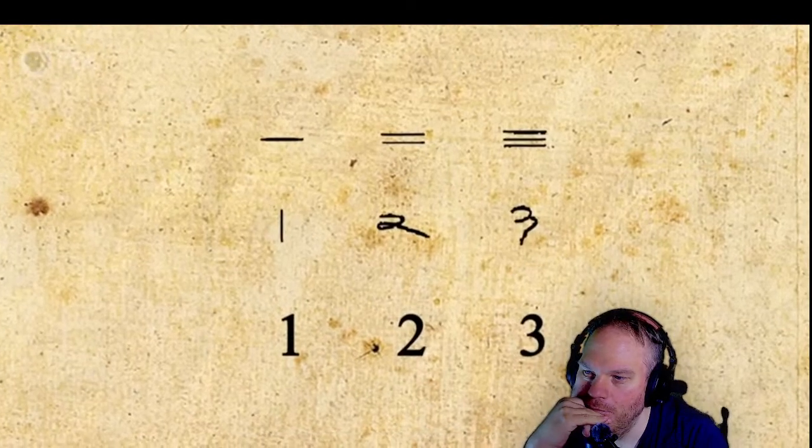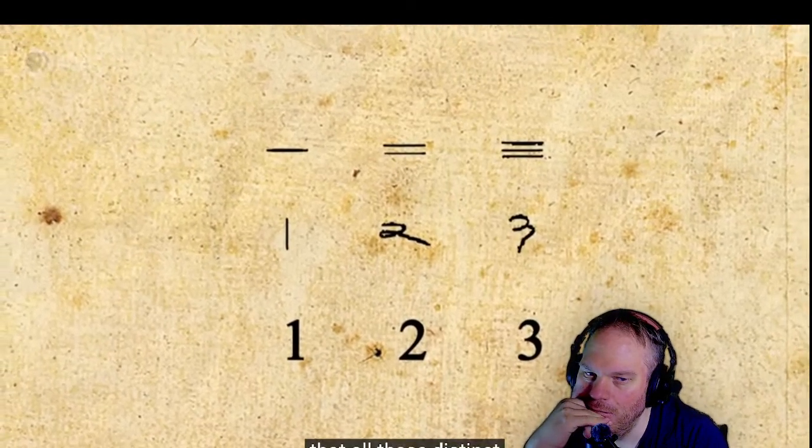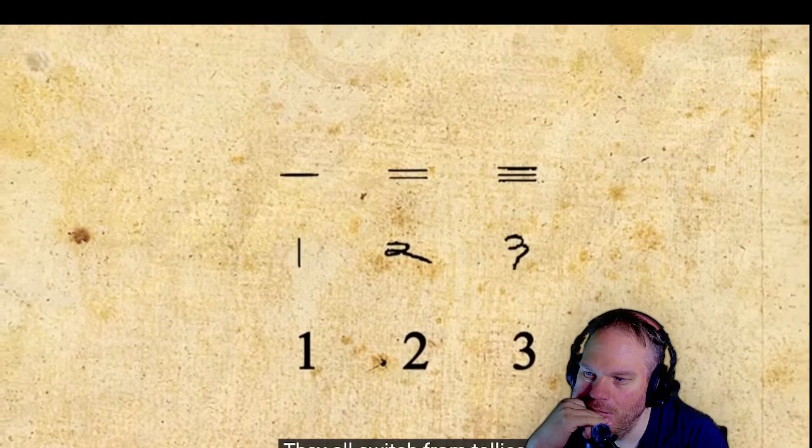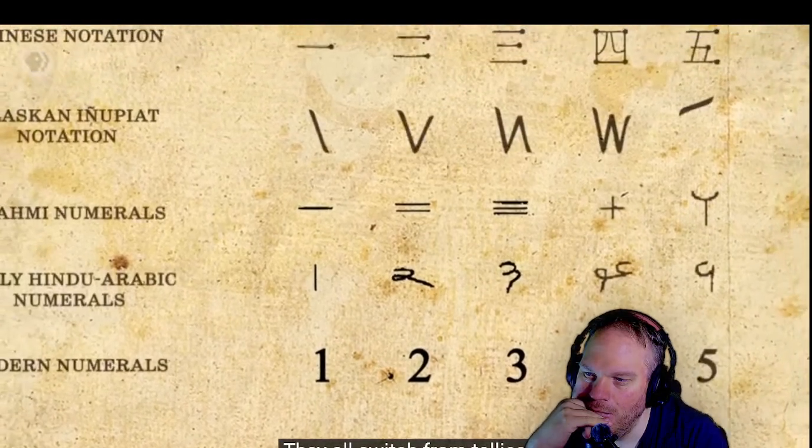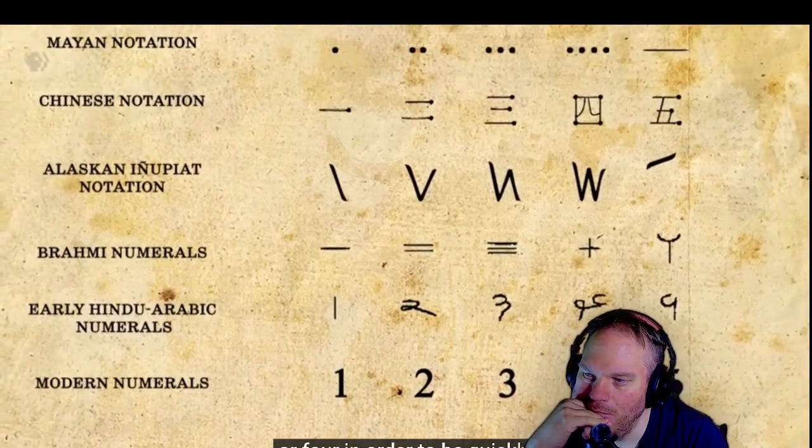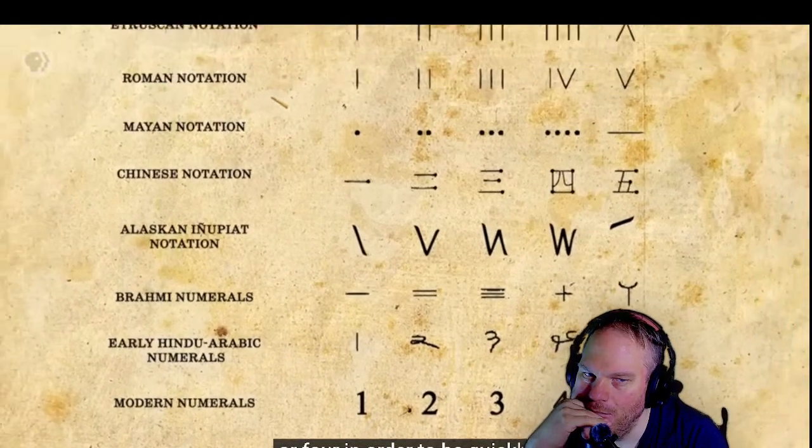It can't be a coincidence that all these distinct cultures somehow came to this same conclusion. They all switch from tallies to symbols after 3 or 4 in order to be quickly understood by our brains. This is a hint that there's something weird and special about how our brains recognize and represent numbers. We're going to explore a bunch of weird things that you don't realize that you do when you think about numbers, and then discover a pretty surprising answer to why your brain does this.